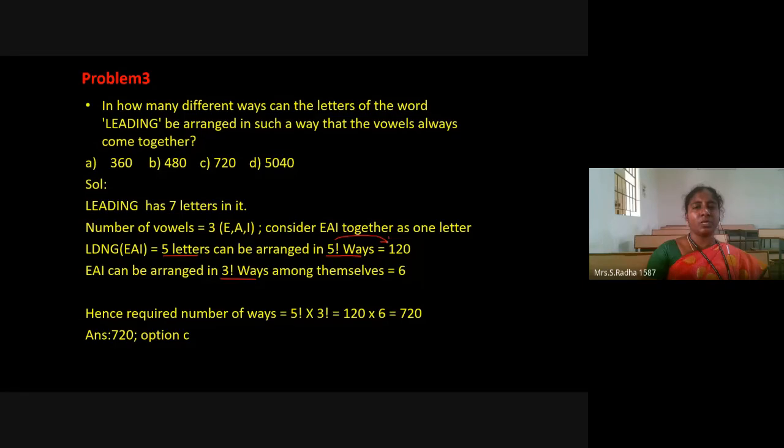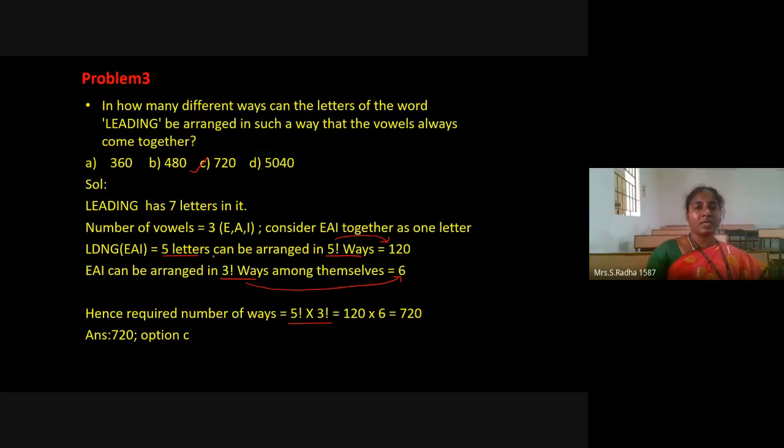1 into 2 into 3 into 4 into 5, the value is 120. 3 factorial means 1 into 2 into 3, the value is 6. So you have to multiply 5 factorial into 3 factorial. The answer becomes 720. Option C is the correct answer.